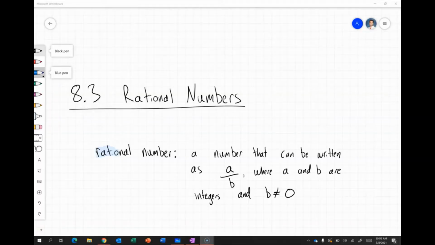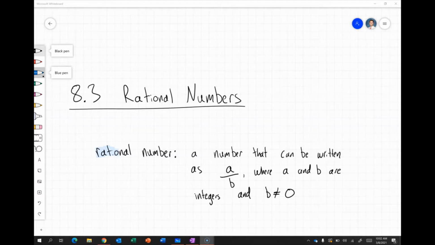Alright, we are going to look at rational numbers. A rational number is a number that can be written as a over b, where a and b are integers and b doesn't equal 0. That might sound confusing in that big definition, but within the word rational number we can see the word ratio. All it means is that a rational number can be written as the ratio of two integers.